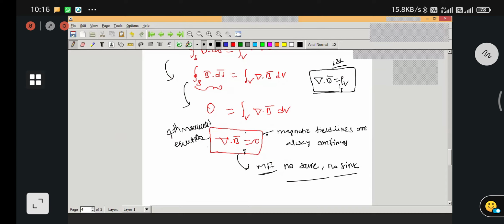Comparing the first and the fourth Maxwell equations: the first is not equal to 0, and the fourth is del dot B equal to 0. Just keep it in mind.